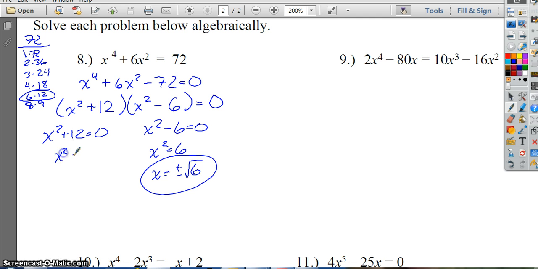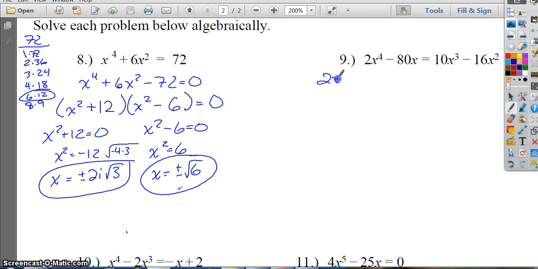Over here I get x squared equals minus 12. Plus or minus 2i root 3. This is 4 times 3, ladies and gentlemen. The square root of 4 is 2i. Alright, so there are your 4 solutions. 2 of them are real, these 2. These 2 are imaginary. Okay, over here.